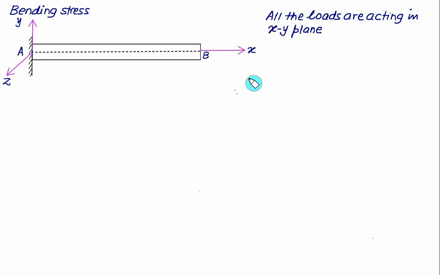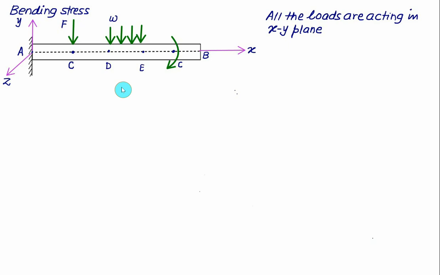Let's say one point load equal to F is acting at a certain point, say point C. Let's say we have a UDL of intensity W acting from point D to point E, and let's say at point F we have a couple acting of magnitude equal to C. Because of this loading here, the beam will bend about the z-axis, that is, in the xy plane we have bending.